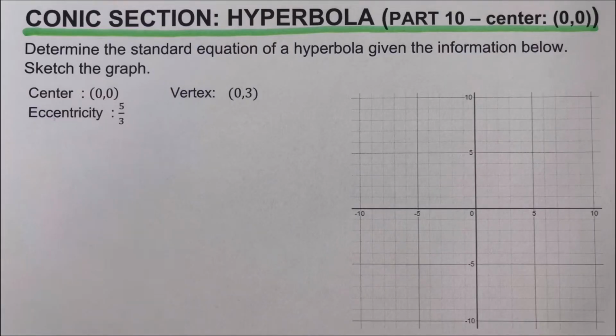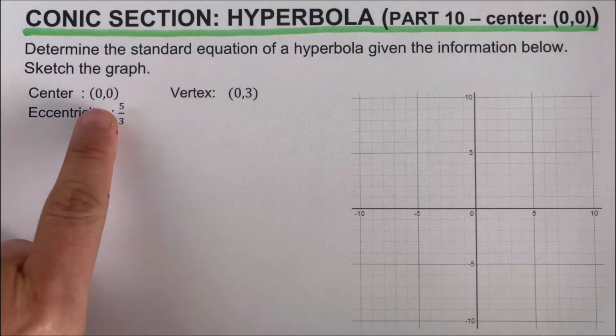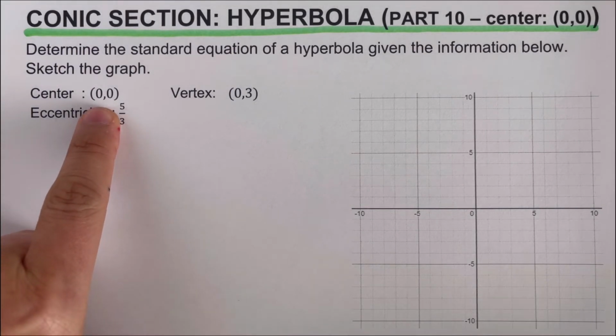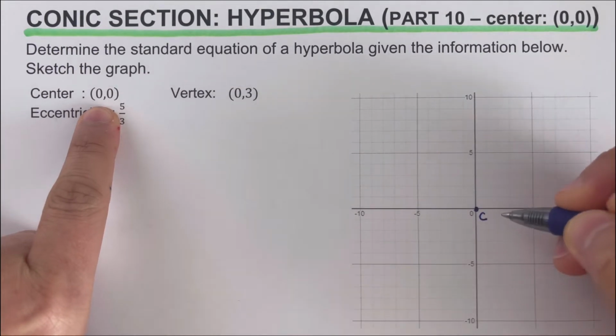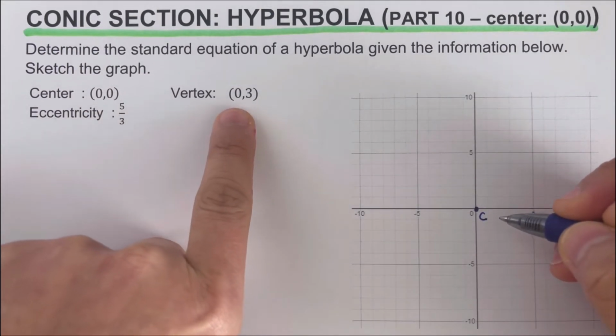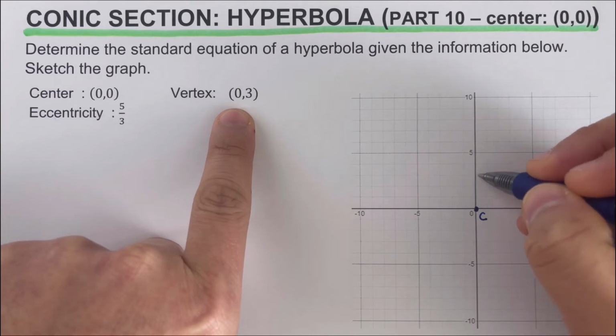Okay, going back to the problem right here, we are given the center. So I'm going to go ahead and plot that center right here. So this is our center at 0, 0. And then we have a vertex at 0, 3. So that would be up here. So this is our vertex.